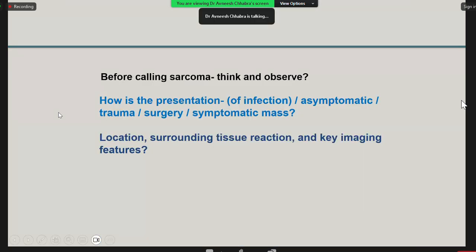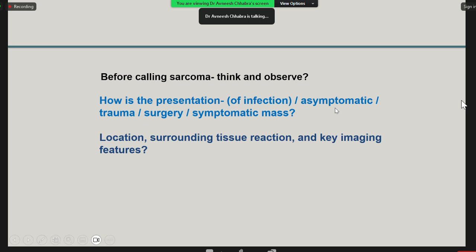Okay, the other very important thing with any sarcoma diagnosis is always think benign, benign, benign 100 times before you think of malignancy. What's the presentation? Is an infection going on? Is the patient asymptomatic? So we were at Hopkins when I was there.